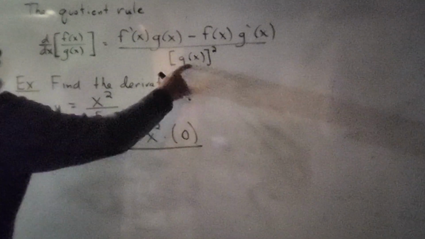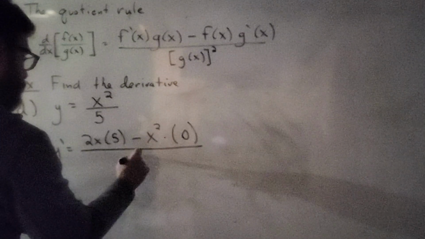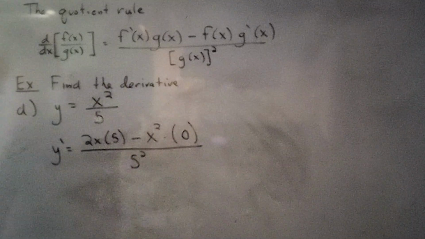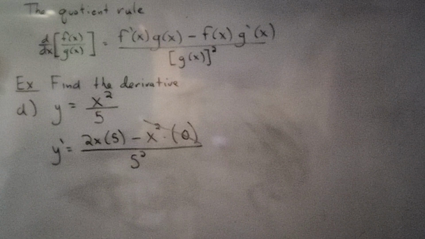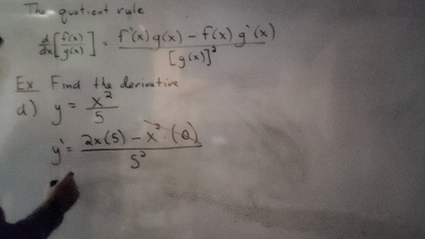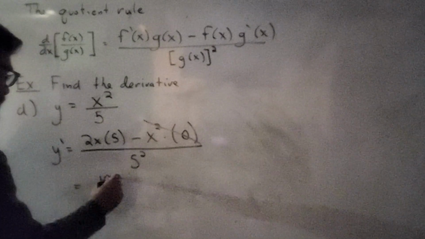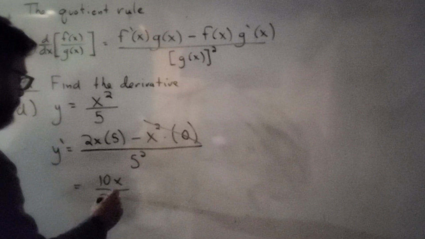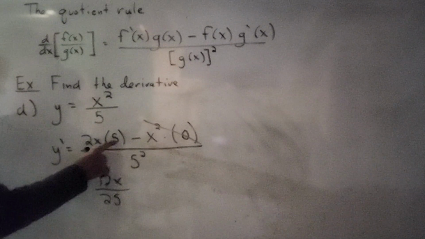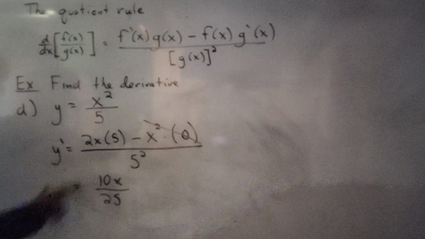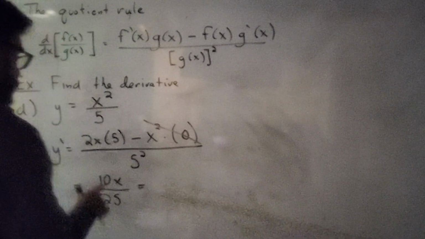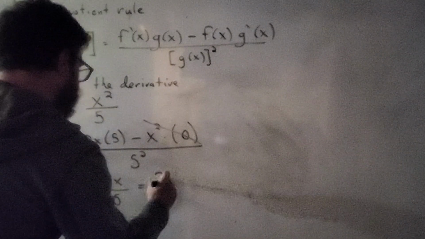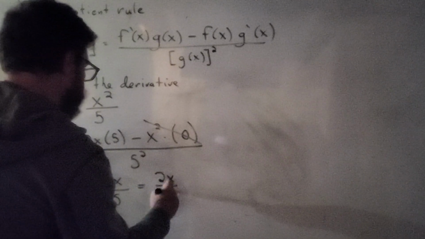So don't forget, we still have to do g of x squared, so this is going to be 5 squared on the bottom, or 25. So simplifying, multiply by 0, that term is going to be gone. And so I'm going to have 10x all over 25. Or if you wanted to simplify already, you can see this 5 and one of these 5s are going to cancel. So really this is just going to be 2x over 5. So they're both divisible by 5. So this is going to be 2x divided by 5.